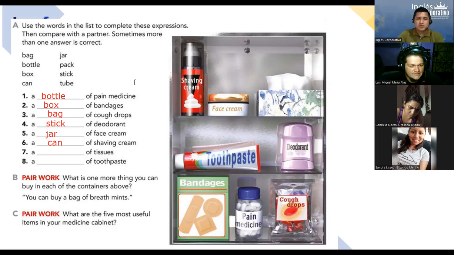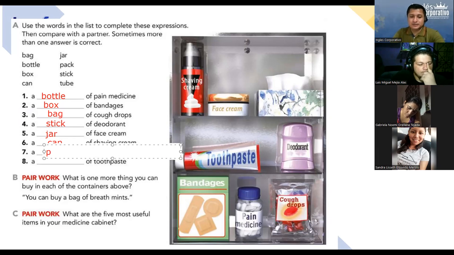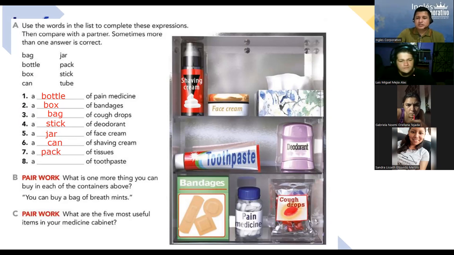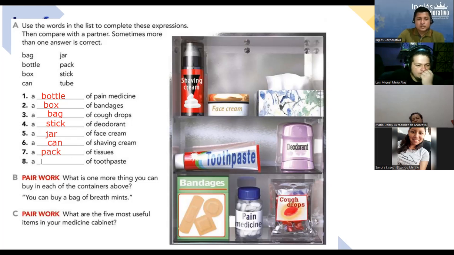Oh, look at this one. Tissues. A pack. Exactly, we can have a pack. Also, what else can we have? A pack. Yes, a pack of tissues, right? These are the tissues. And then at the end, we have a tube. Very good. Tube. Okay. Very good.